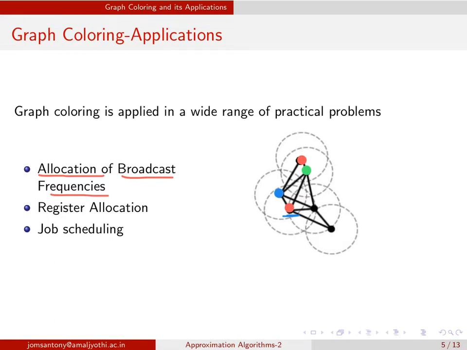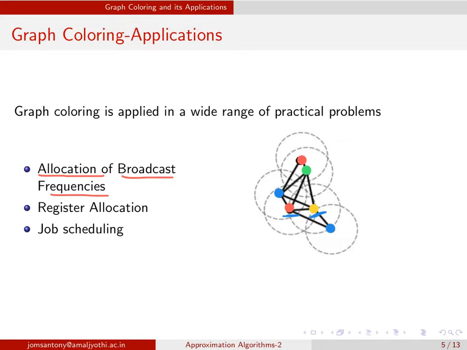Now for this station, I cannot use red, blue or green because they are intersecting with the other vertices which are already colored. So I will have to go for a different color. Suppose I am choosing a yellow color to color this one. Now we are left with only one vertex. It is clear that we cannot use a red color or a yellow color here. We can either use a blue color or a green color. So let me choose a blue color again. Now we are successful in coloring this graph using the constraints given.